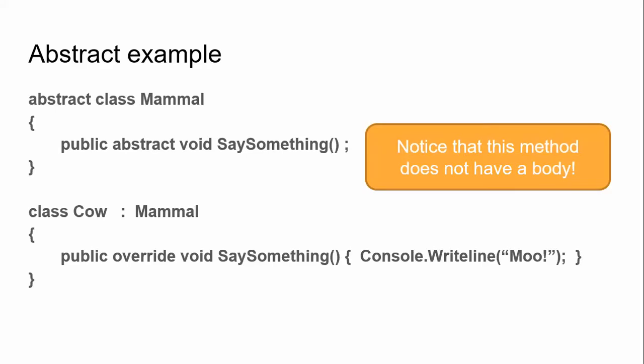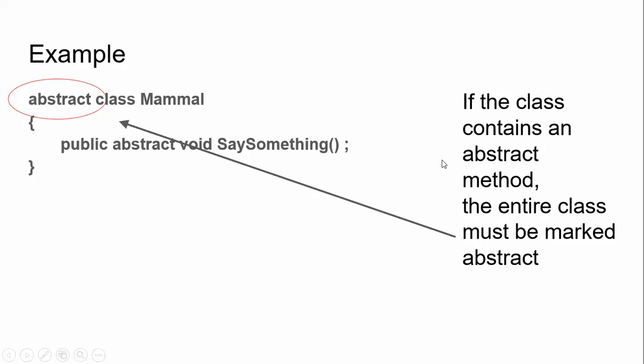So my say something function does not have a body. That's what makes it abstract. It's saying, anybody else who subclasses me has got to provide an implementation for that. And if the class contains anything abstract, the whole class has to be abstract because it's incomplete.